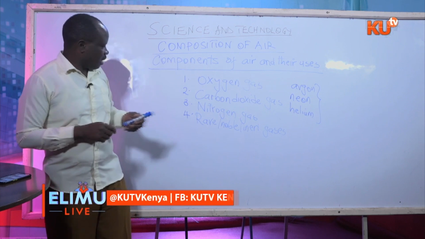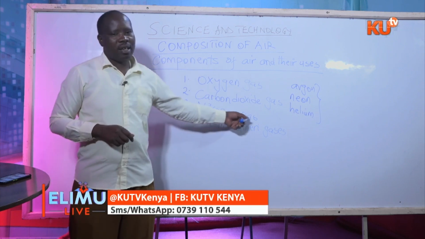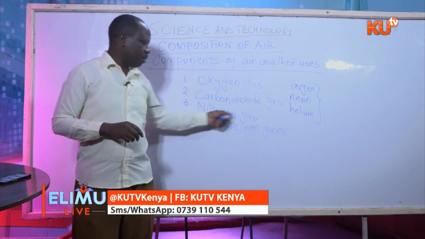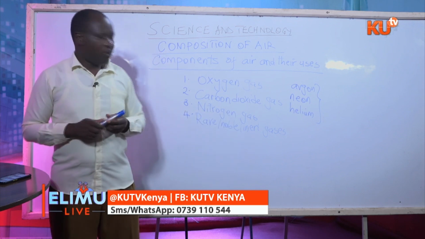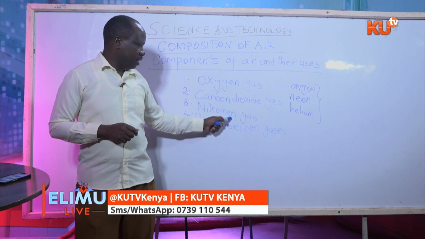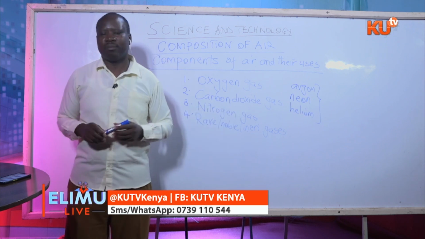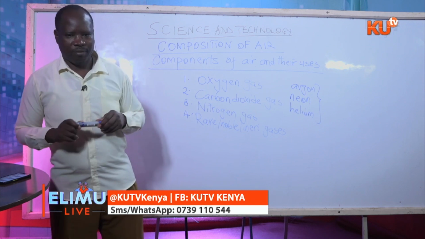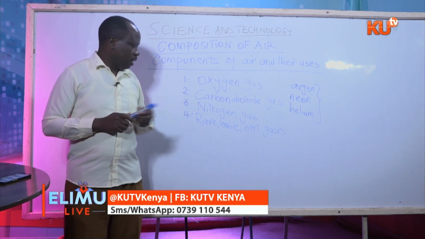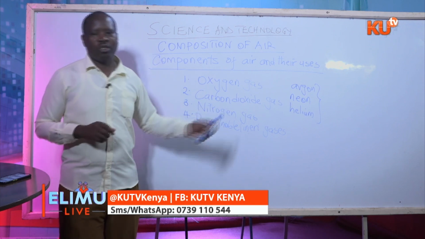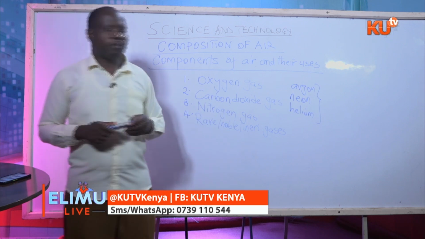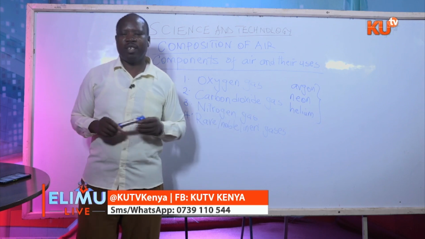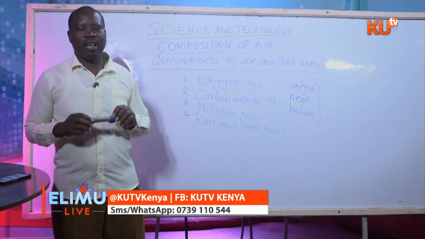We've seen now that nitrogen has 4 uses. We quickly go through them. Number one, we've said nitrogen gas, just like carbon dioxide, is used to preserve food. Number two, nitrogen is also used by plants. And these plants that use nitrogen directly are called legumes or leguminous plants.